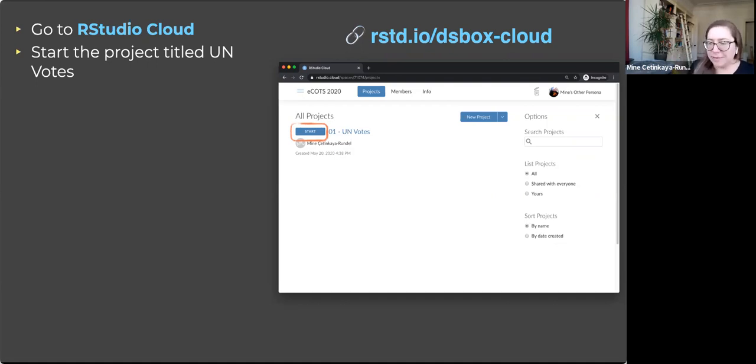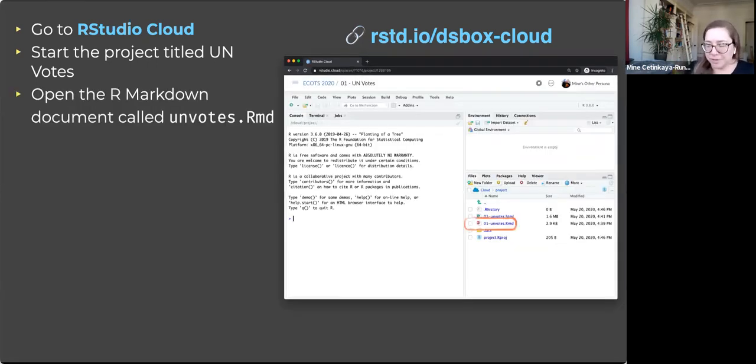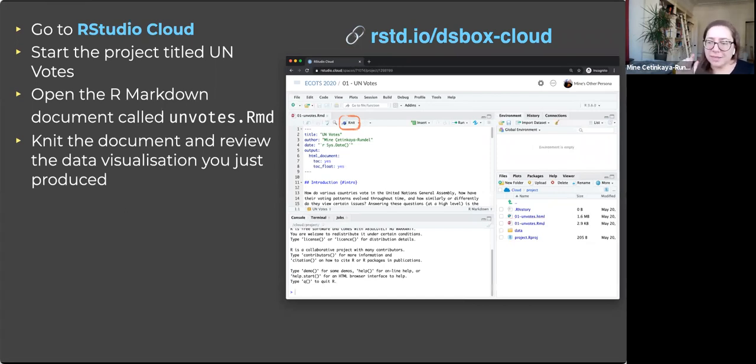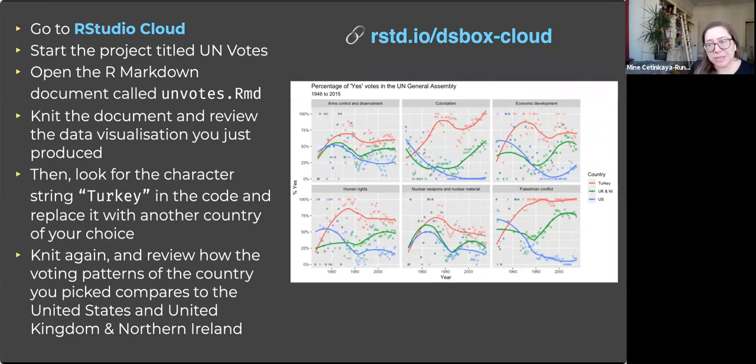They start a project and open an R Markdown document and knit the document and review the data visualization that they just produced, which looks something like this. So we have the voting years. Many countries are in this data set, but I've subsetted it to a few countries of interest to me. I'm originally from Turkey, so that's one of the countries that I pick. I lived in the US for many years, and we're in the UK right now. So those are the 3 countries I used last semester, for example.